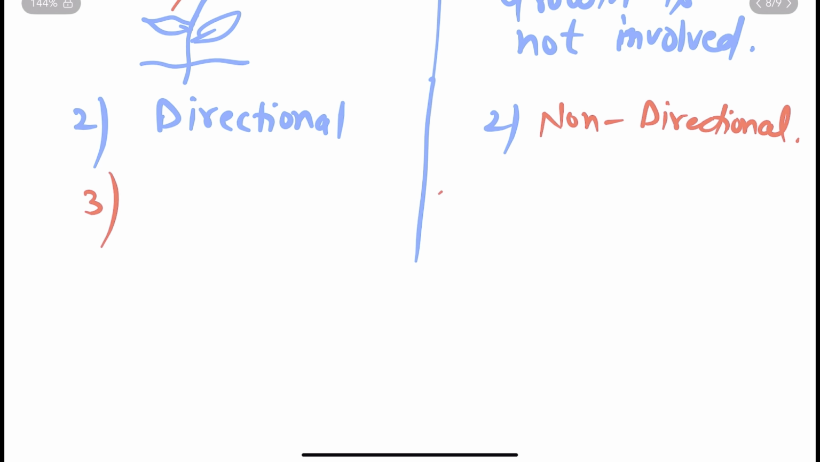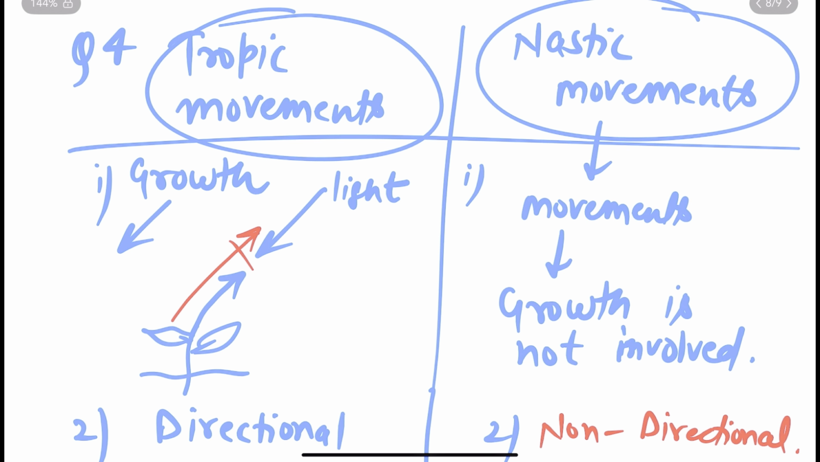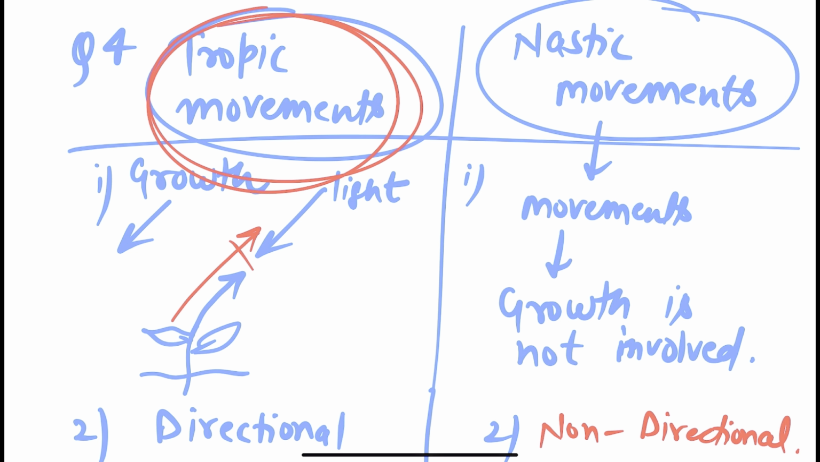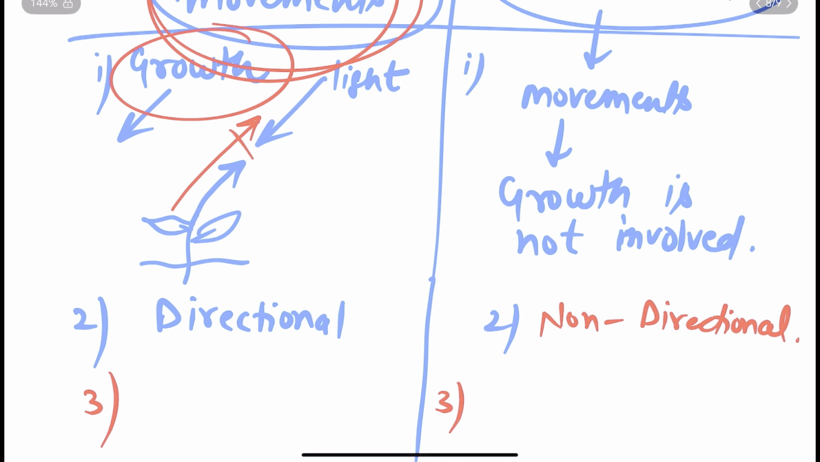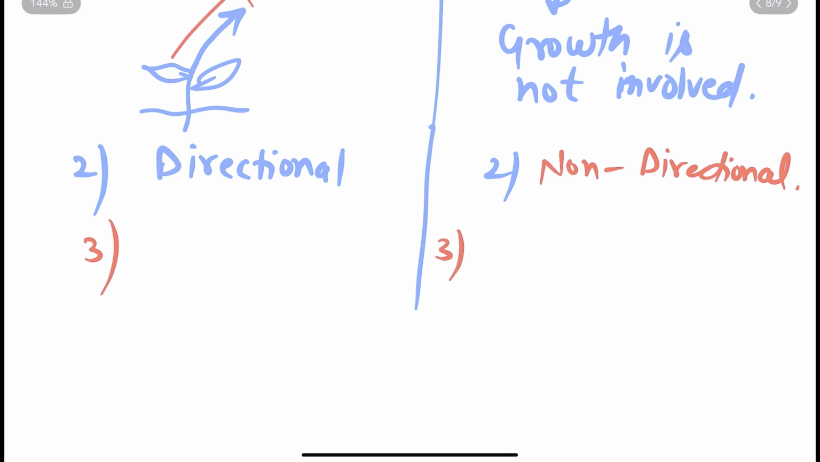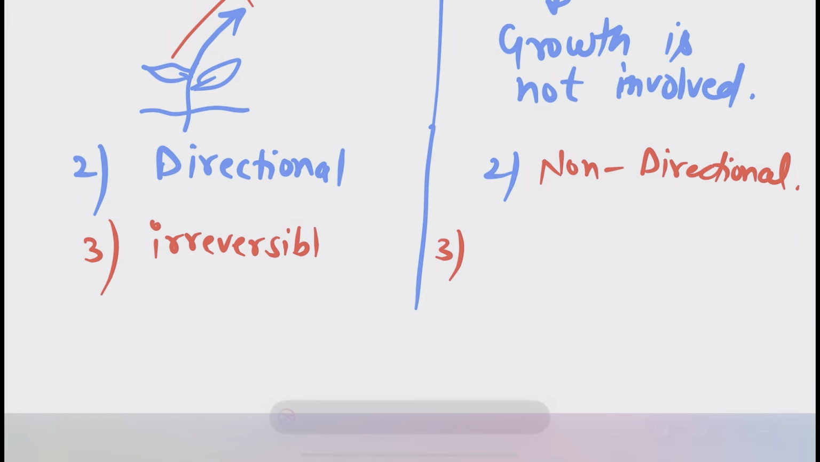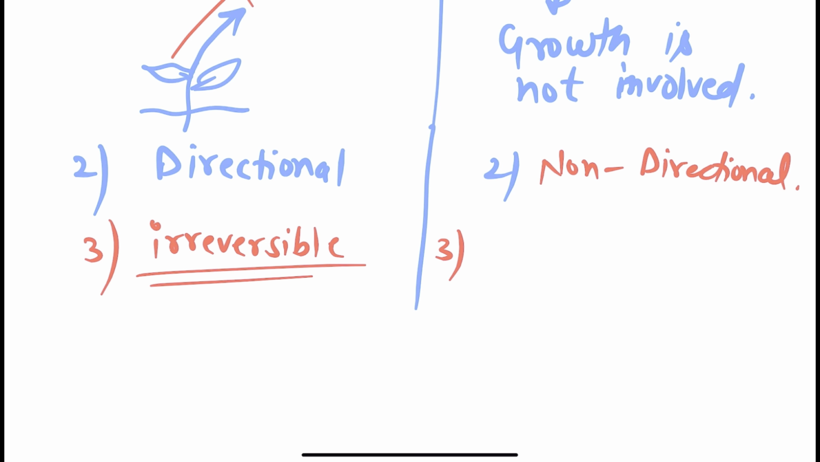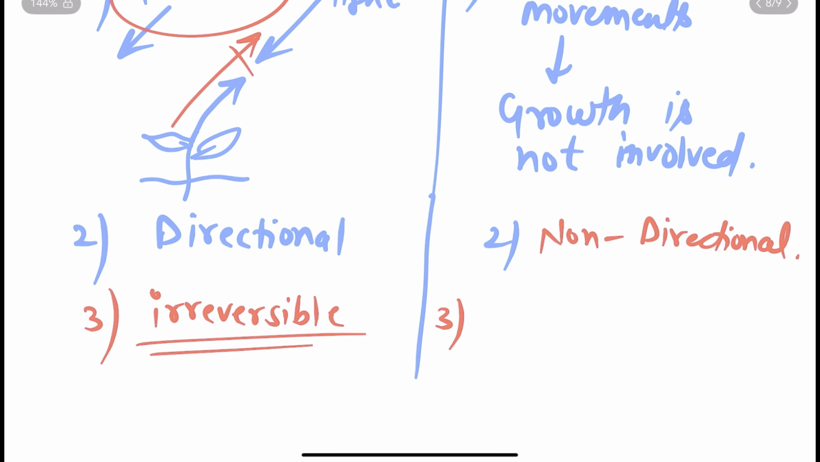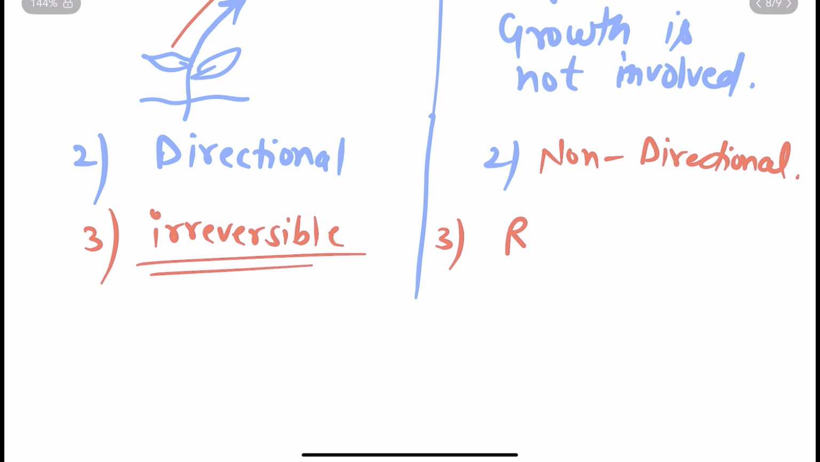The third difference: the tropic movements are the movements in which growth is involved, and we already know growth is irreversible. So these movements are irreversible. एक प्लांट बड़ा हो चुका है, वो दोबारा से छोटा नहीं होगा. So these are irreversible movements. But in nastic movements, the leaves are closing down, the leaves of the touch me not plant are closing, but after a certain period of time the leaves again open. So very important, this movement, nastic movement, is reversible.